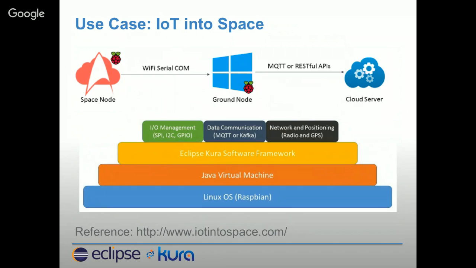The first one here is called IoT into space, where their initiative was actually to send a Raspberry Pi up, I can't remember the height now, essentially to space, so very high, and communicate back down with the measurements from whatever altitude they're at, to another Raspberry Pi on the ground, and then consume that data using some cloud endpoint.